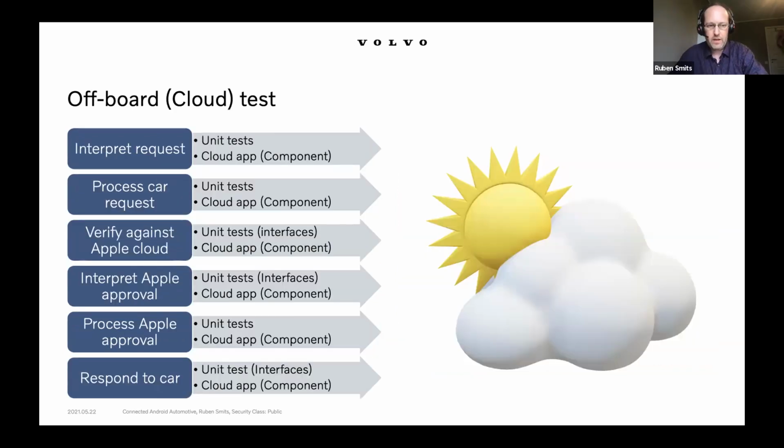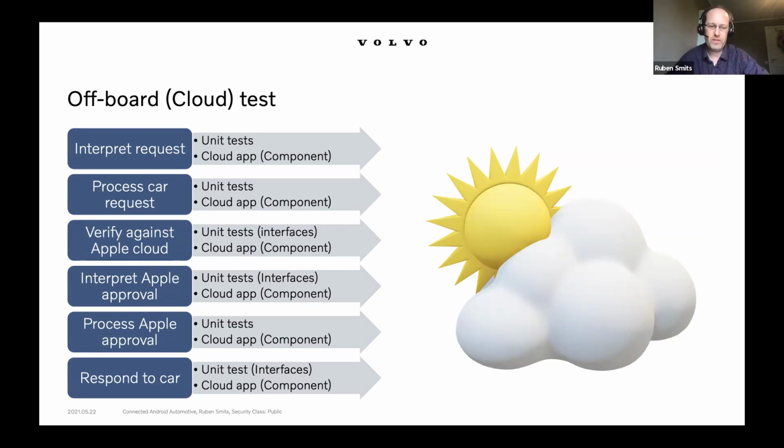Then in the Volvo cloud, there's also happening a lot. First, the signal is coming from the car. The car is telling the cloud like, hey, I detect that a phone is approaching. So the cloud needs to interpret this signal. Again, we have an interface, so we do unit testing and we do component testing. The next step is we need to process that signal in the cloud.